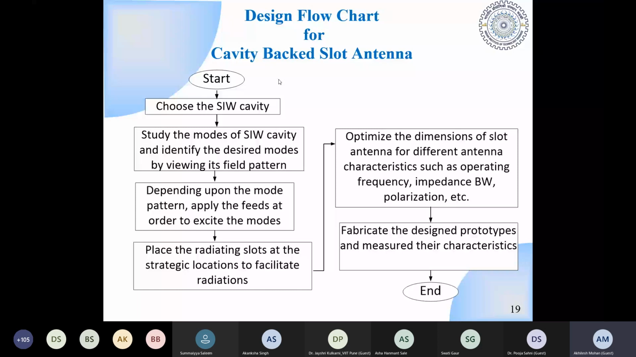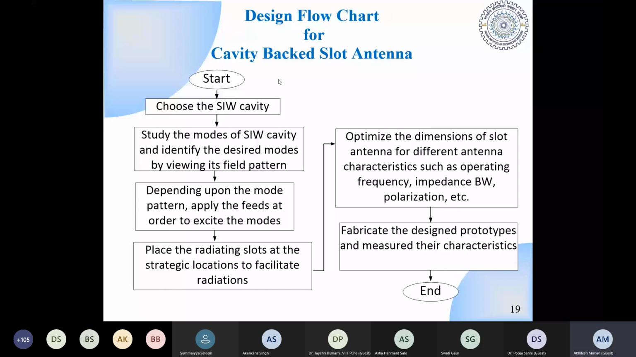You study what the modes are, and you have to identify the modes you want to use for radiation. It is not like I can use all the modes, so I will choose the modes which can be used for radiation. Then depending upon the modal pattern, you apply the feed to excite that mode. That excitation is very important. If I feed at a specific location, that particular mode will be excited. If I feed at another location, then another mode will be excited.